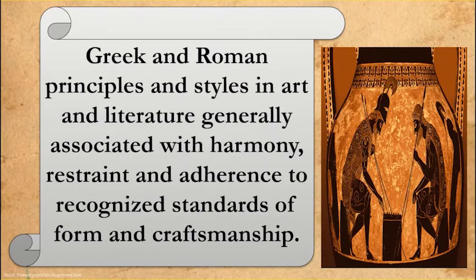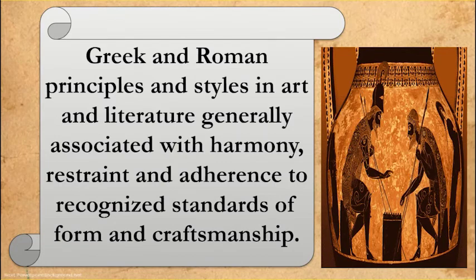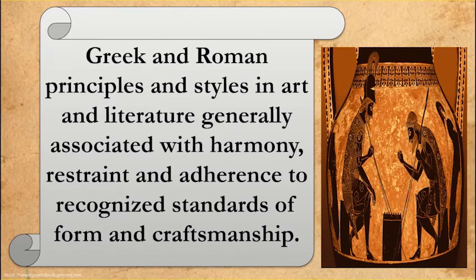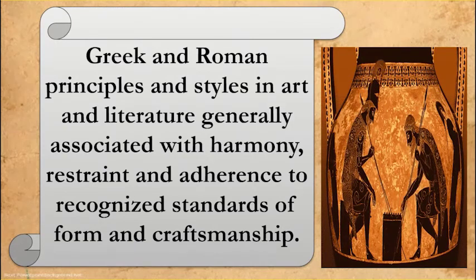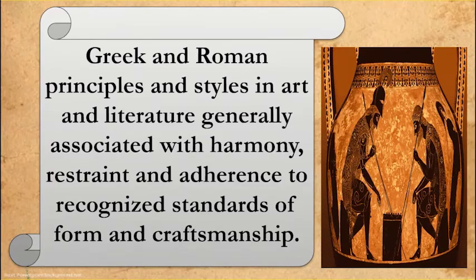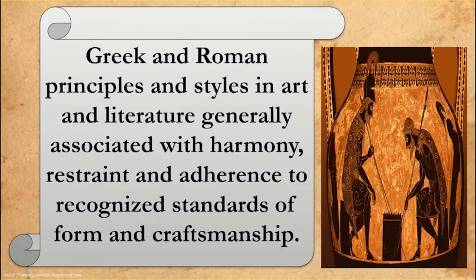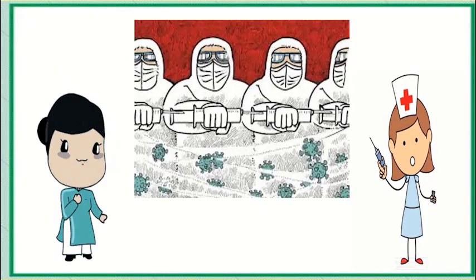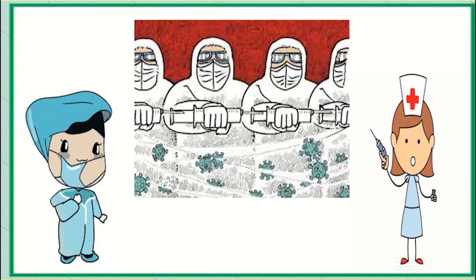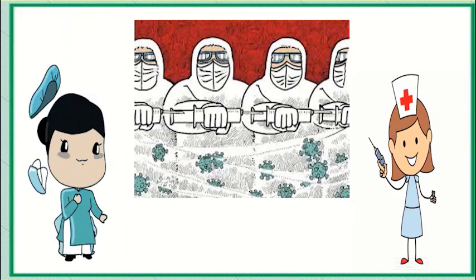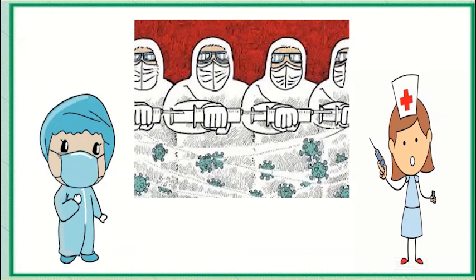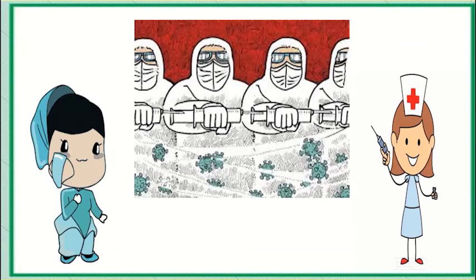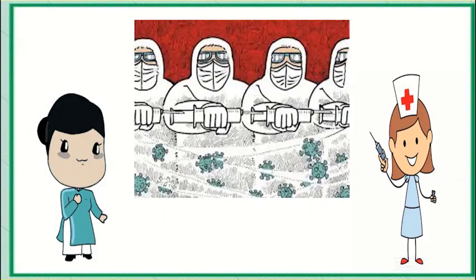Greek and Roman principles and styles in art and literature are generally associated with harmony, restraint, and adherence to recognized standards of form and craftsmanship. Classicism invokes those characteristics with the art of antiquity: harmony, clarity, restraint, and idealism. Classicism asserts the importance of wholeness and unity. Both ancient Greek and ancient Roman art reflected the unity of purpose and design. During the pandemic, the world called for global unity. Now is the time for unity.